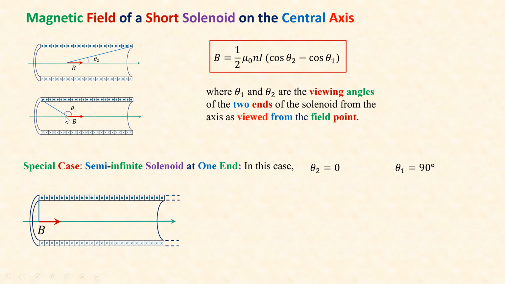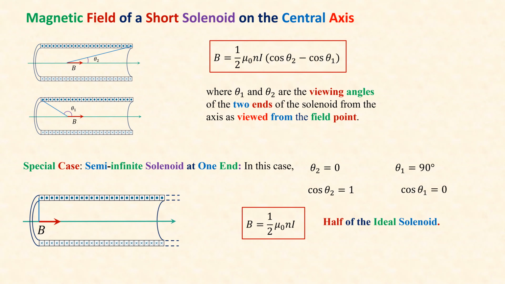So, cosine of theta 2 is what? 1. Cosine of theta 1 is 0. So you get 1 minus 0, and then the result will be 1/2 mu naught Ni. This is also expected because this has a magnetic field half of the ideal solenoid, which is an infinitely long solenoid. Half of the field is created by this side, half of the field is created by the other side. Now it's missing. So this is also expected.